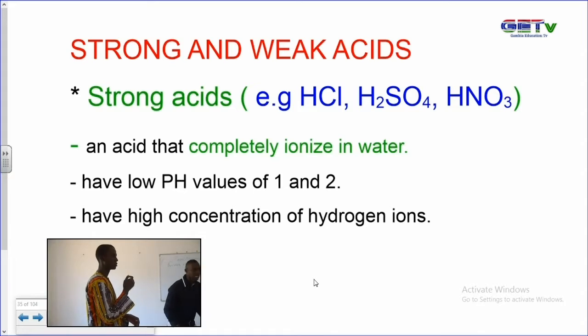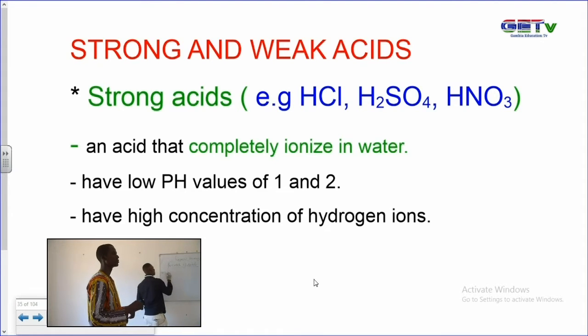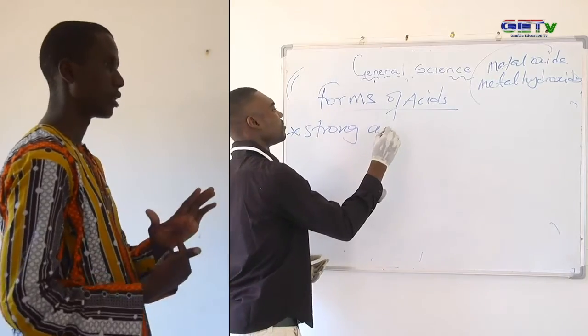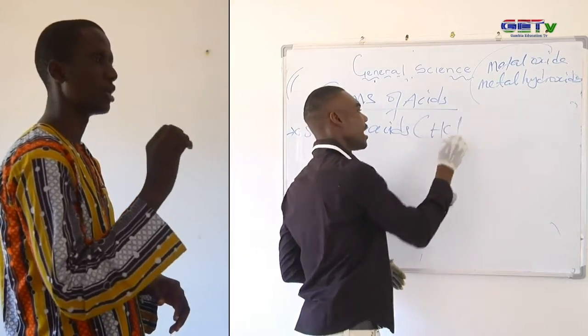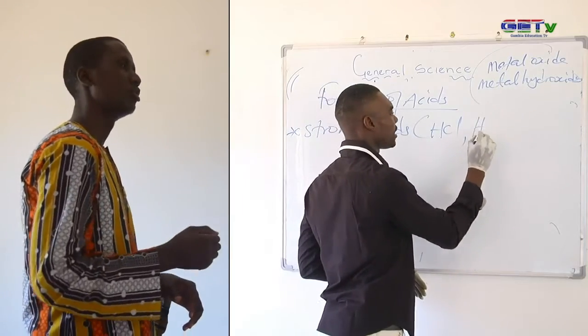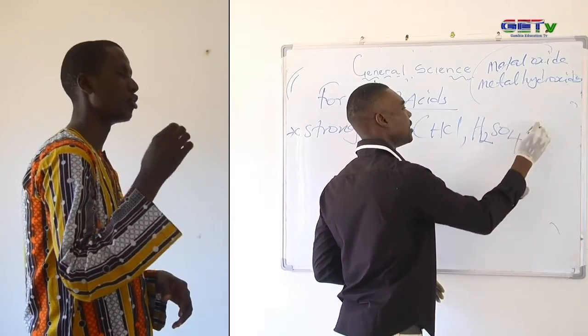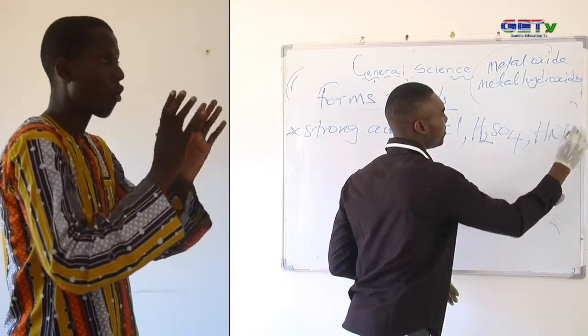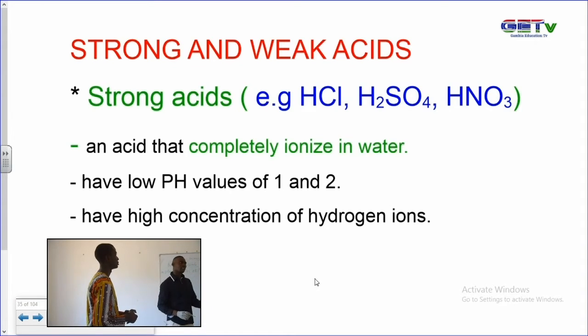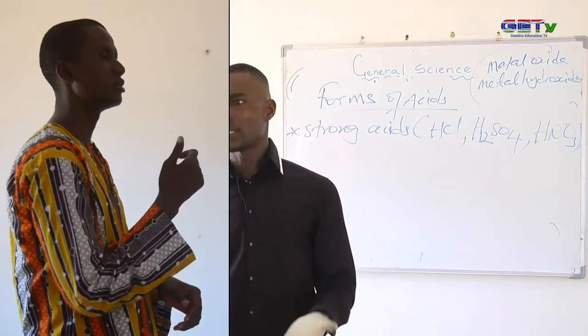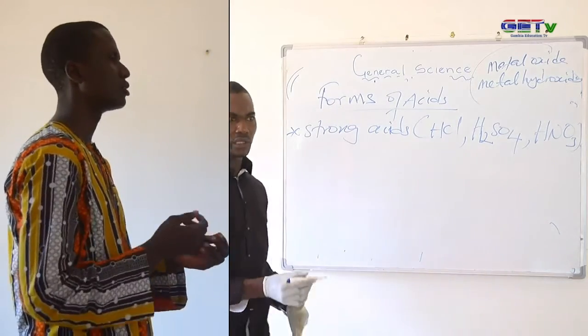Let's start with the strong acids now. What are strong acids? Examples of strong acids are hydrochloric acid, sulfuric acid, and nitric acid. Why do we say that they are strong acids? These are the simple reasons you see there. 1, a strong acid is an acid that completely ionizes in water.